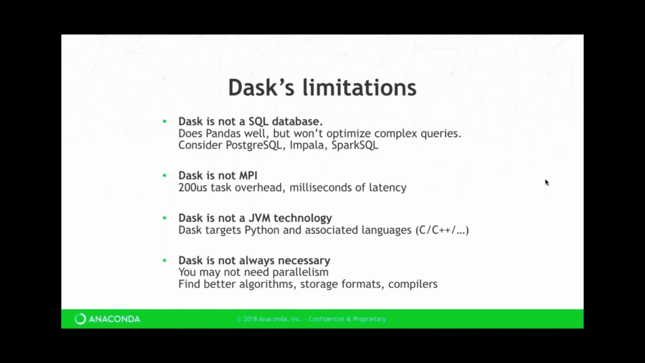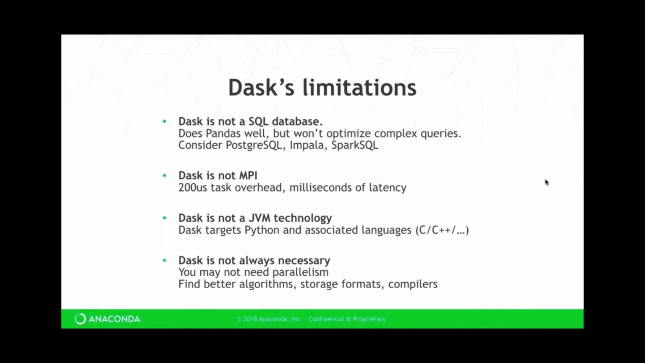Similarly, Dask is not MPI. It has overheads around 200 microseconds per task and a few milliseconds of latency. This is very, very fast for most data analysis solutions, but it can be pretty slow if you're trying to deal with 100,000 or million core simulations. Similarly, Dask is not a JVM technology. Dask targets Python and the associated languages around it, like C, C++, and CUDA. But it's not really aiming to support other languages like Java or Scala. If you're using those languages, Dask is not a good choice for you.